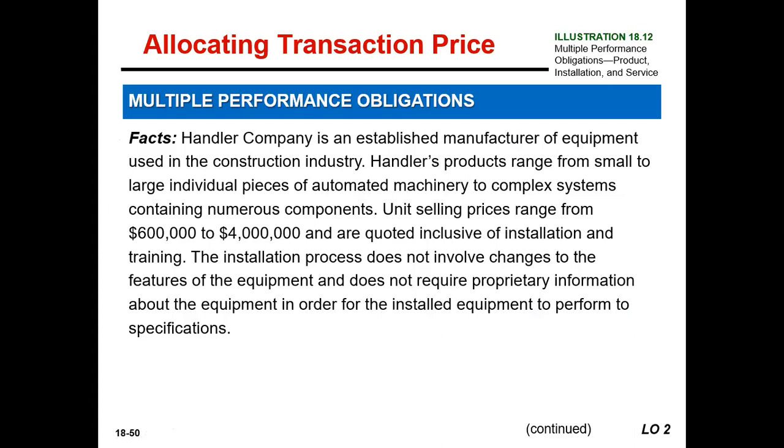So unit selling prices range from 600 to 4 million and are quoted inclusive of installation and training. So they are quoted inclusive of installation and training. The installation process does not involve changes to the features of the equipment, and does not require proprietary information about the equipment in order for the installed equipment to perform the specifications.